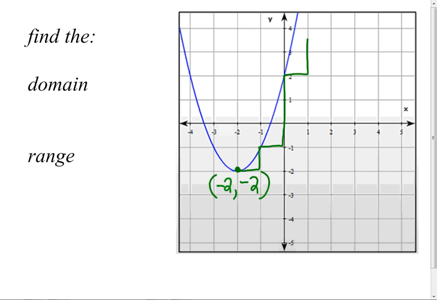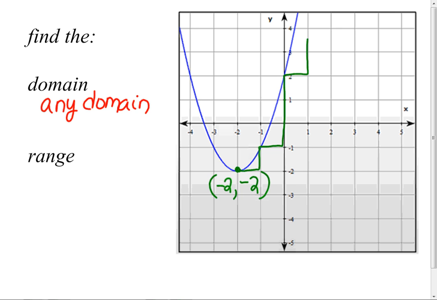Okay. What can you put into this? Can you put in a negative number? Yes. A positive number? Yes. You can put in any number. That's your domain. So if you could draw this forever, this would go off like this. It would pick up all the x values.